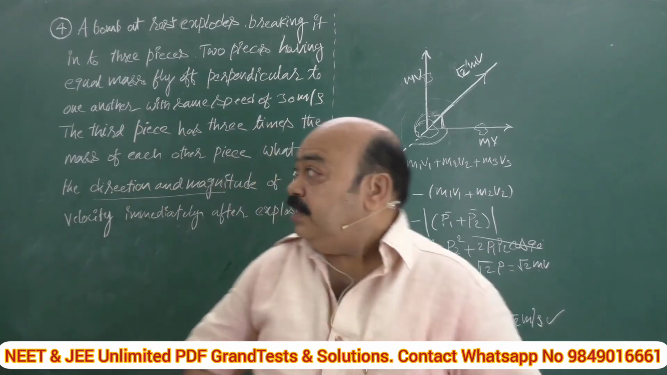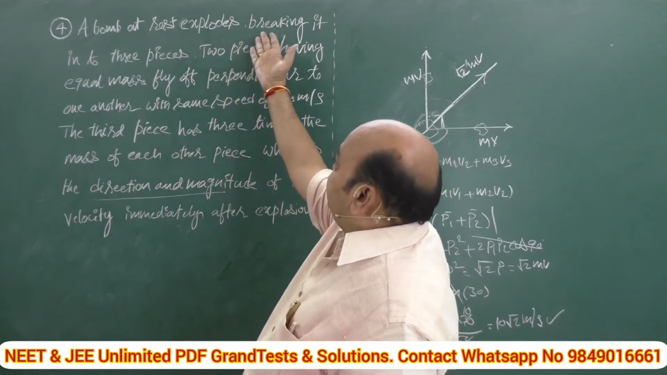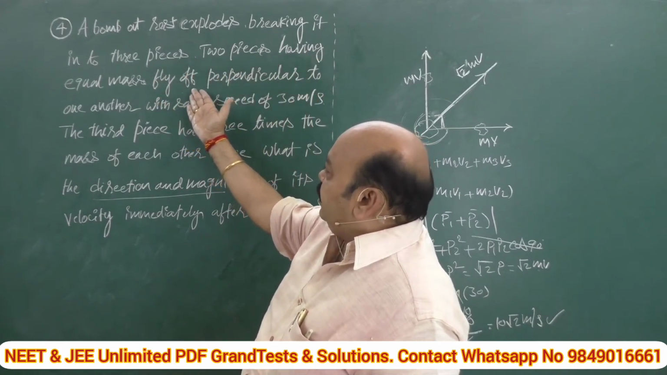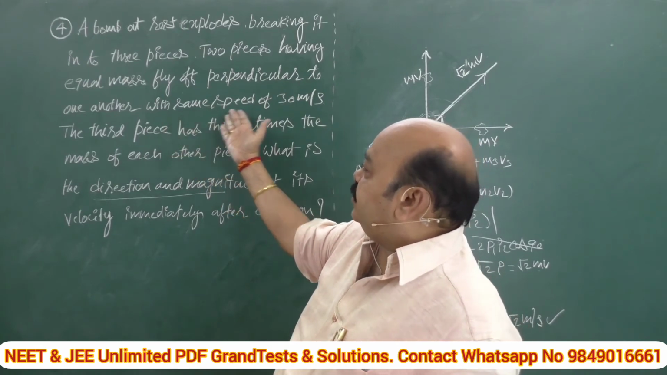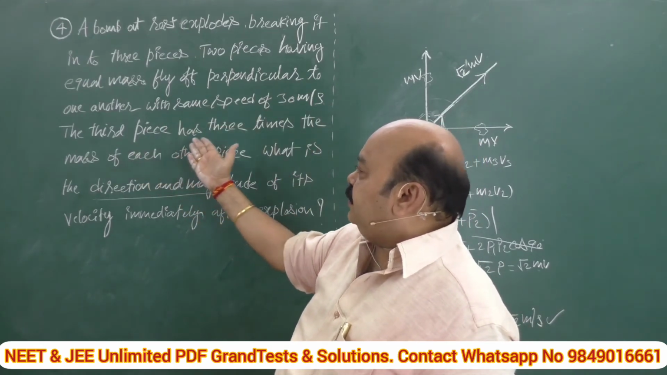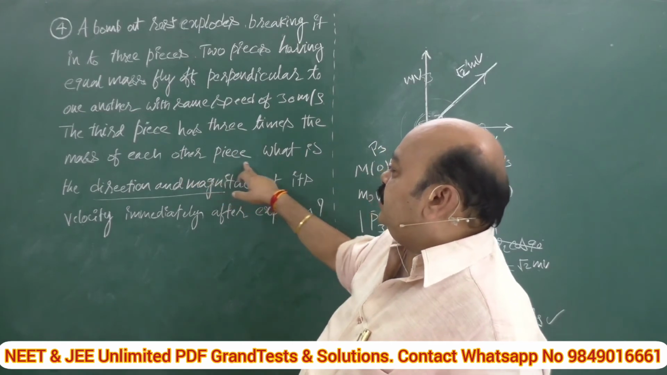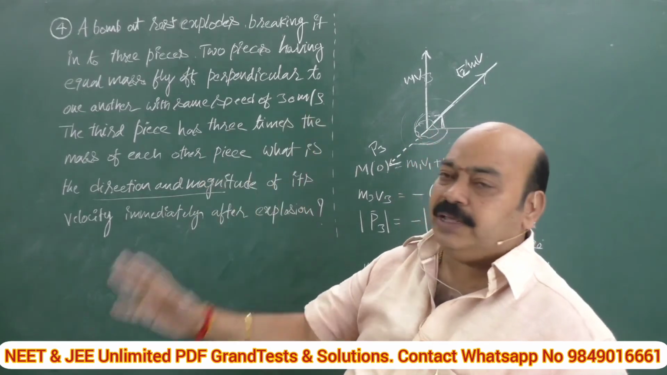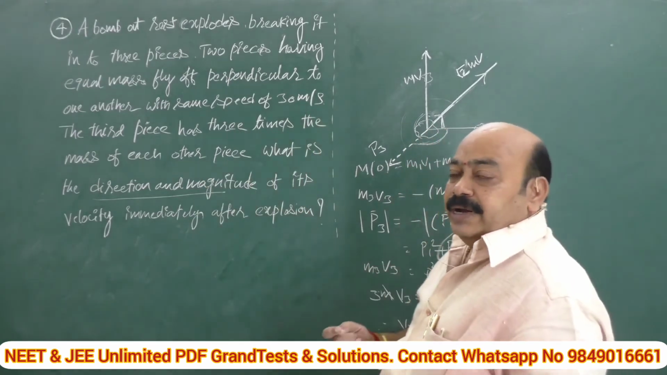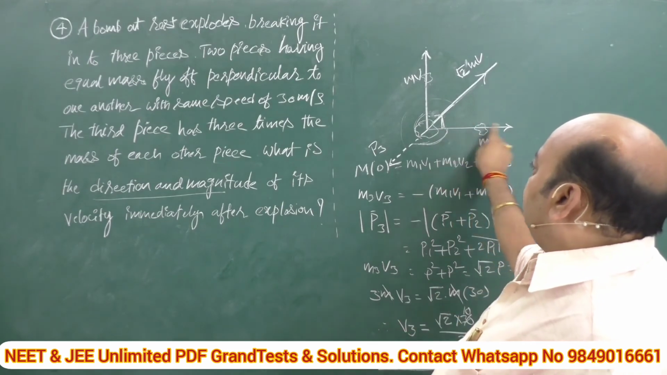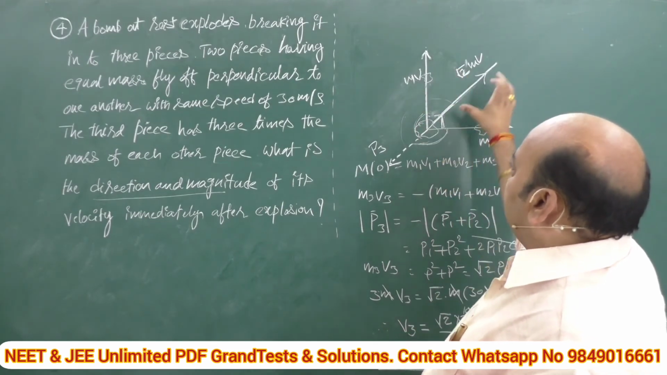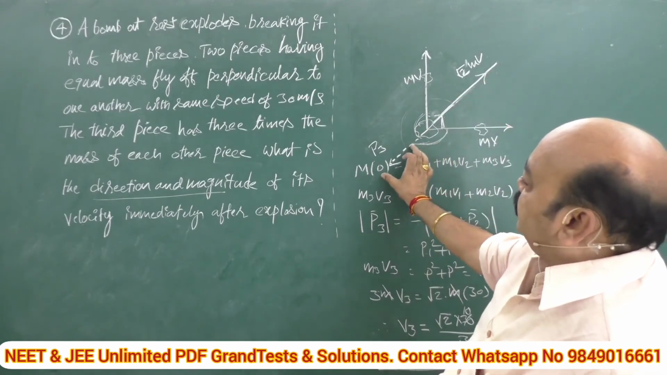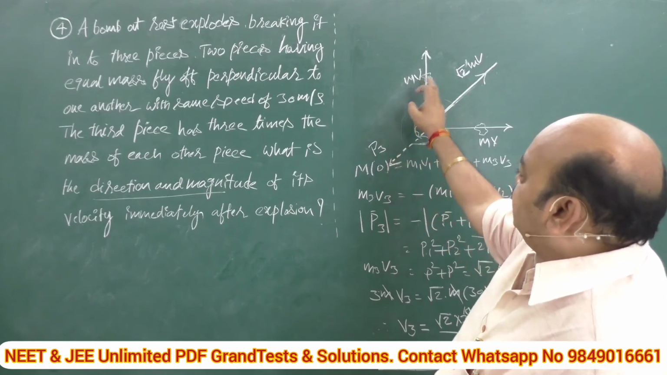Once again, a bomb at rest explodes, breaking into 3 pieces. Two pieces having equal masses fly off perpendicular to one another with the same speed of 30 meter per second. The third piece has 3 times the mass of each piece. What is the direction and magnitude of the velocity immediately after explosion? What technique did we employ? Let these two be mutually perpendicular. What is the resultant of these two? This is nothing but root 2 mv. This must be equal and opposite to the third one. That's why this P3 is the third one, whose mass is 3 times of this one.